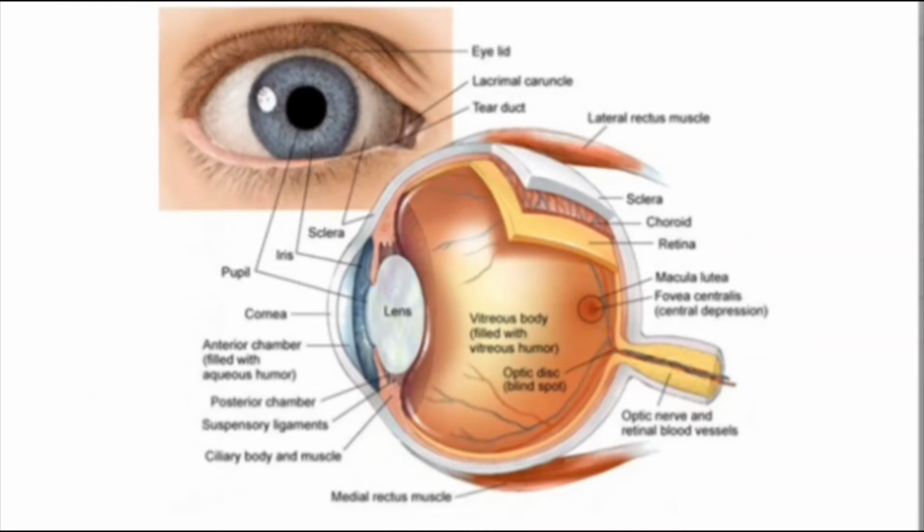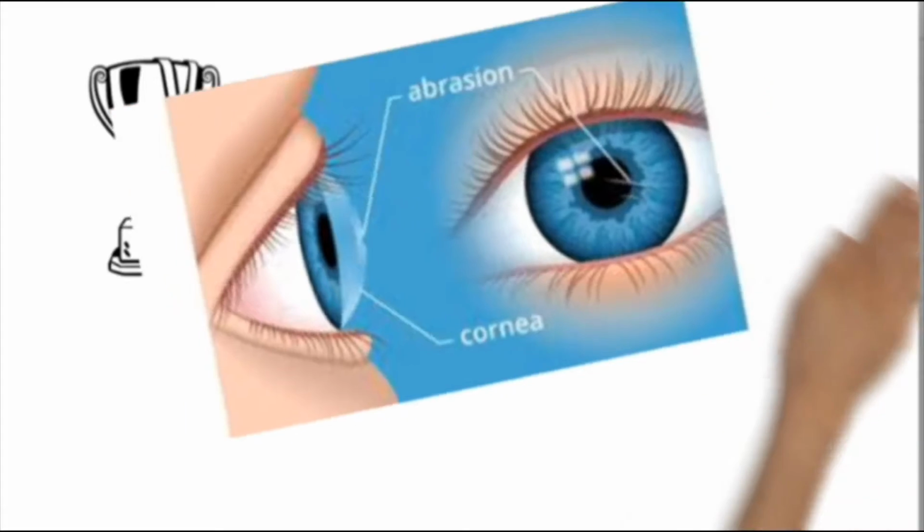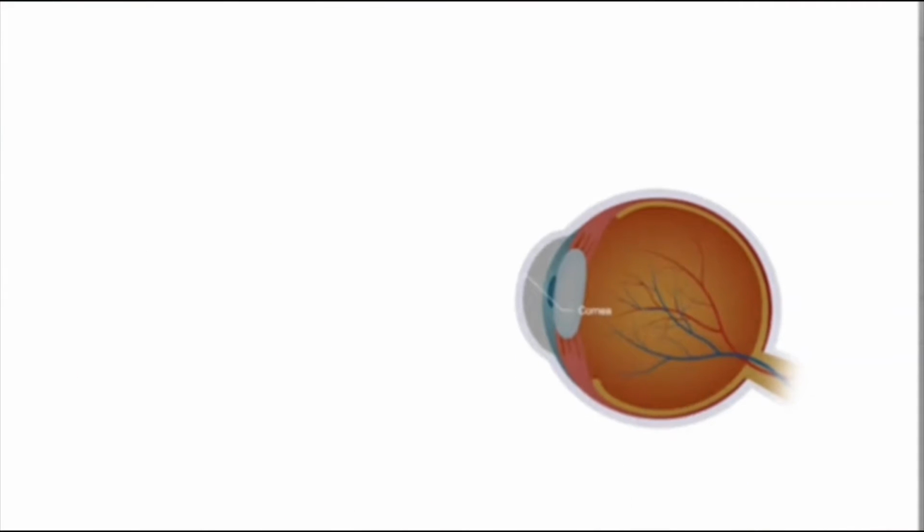Parts of eye. Number 1, cornea. The outer coat of the eye is white. It is tough so that it can protect the interior of the eye from accidents. Its transparent front part is called the cornea. The cornea's main function is to refract, or bend, light.